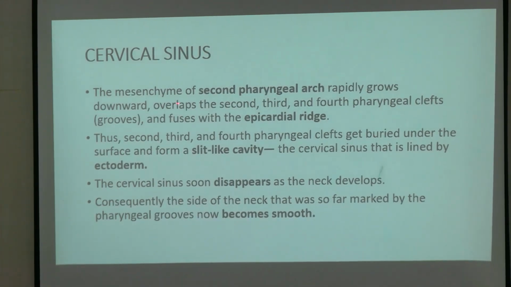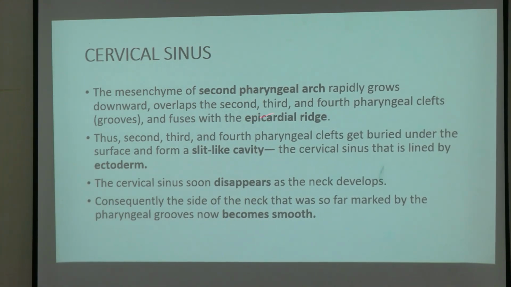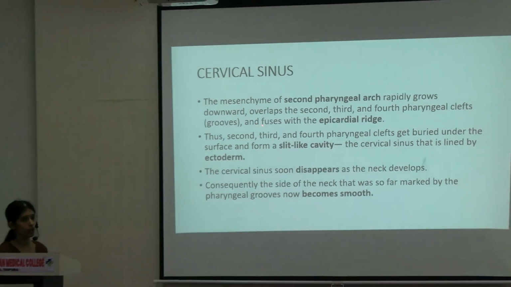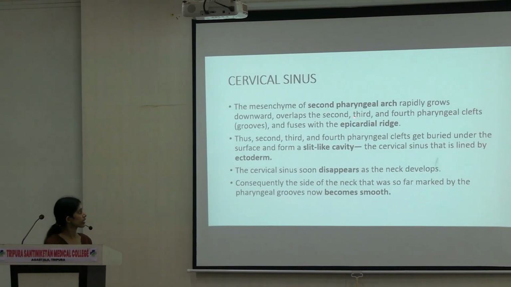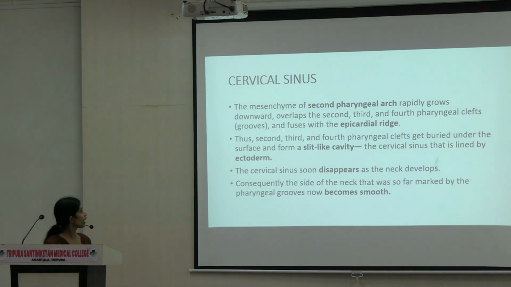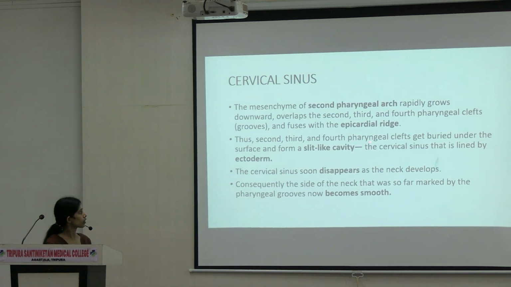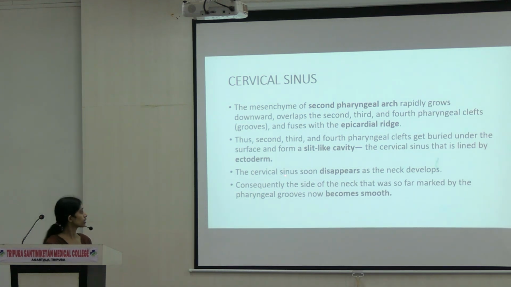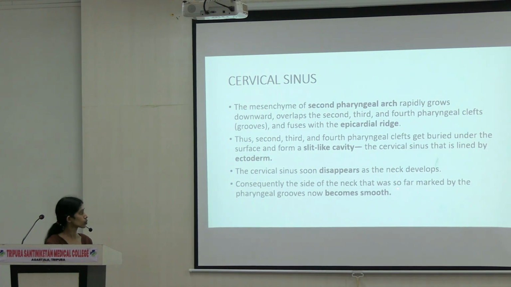Cervical sinus. The mesenchyme of the second pharyngeal arch rapidly grows downward, that is in a craniocaudal direction, and overlaps the second, third and fourth pharyngeal clefts and fuses with the epicardial ridge. Thus, the second, third and fourth pharyngeal clefts get buried under the surface and form a slit-like cavity called the cervical sinus, and it is lined by the ectoderm. The cervical sinus soon disappears as the development of your neck takes place. Consequently, the side of the neck that was so far marked by the pharyngeal groove now becomes smooth.